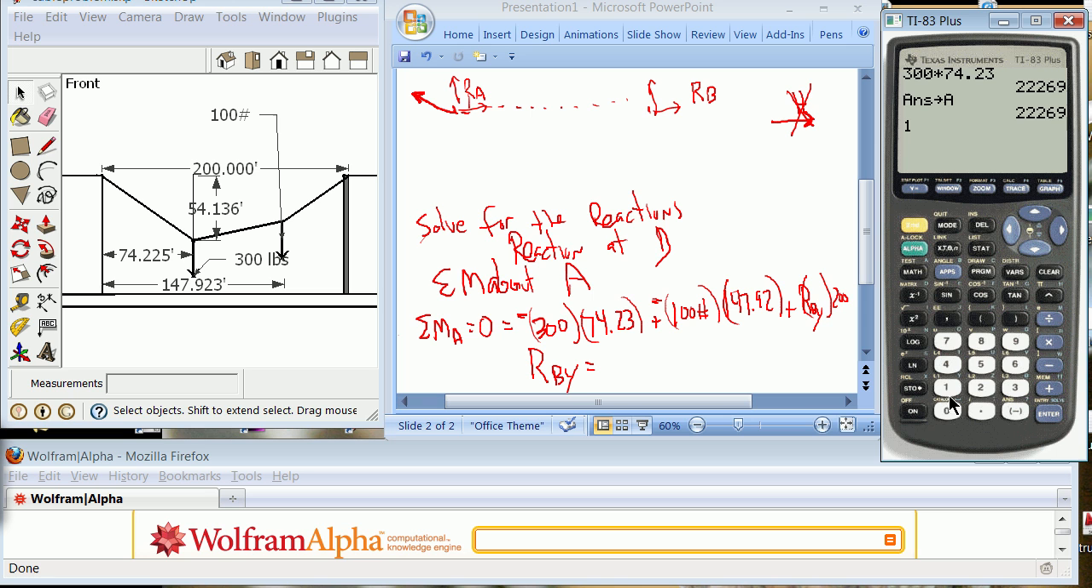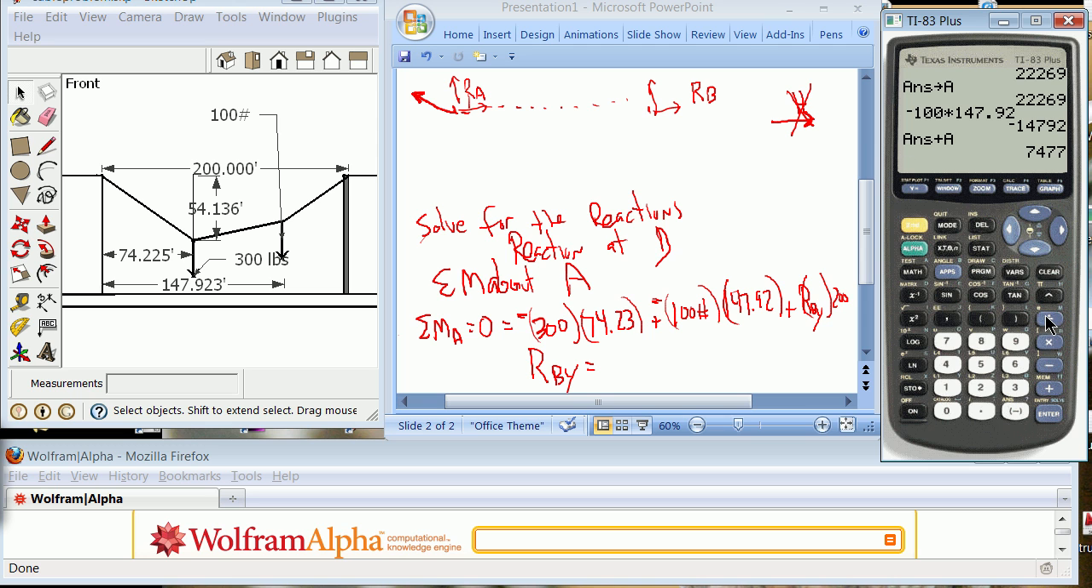And I'm going to take minus 100 times 147.92, 147.92 feet. These are torques, of course. And I'm going to add that, of course, to alpha A.